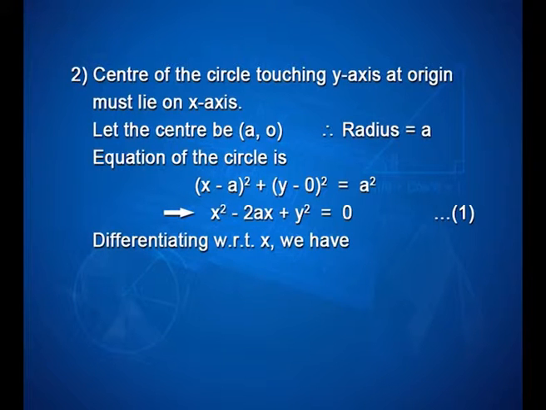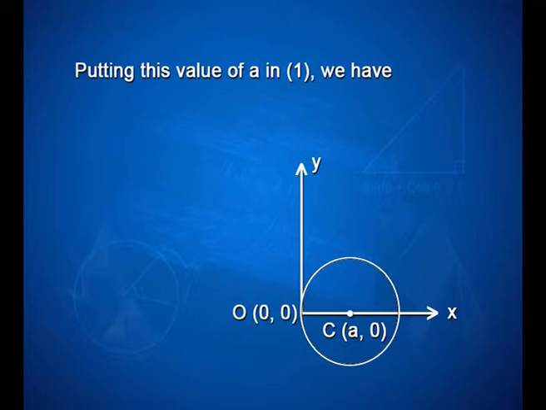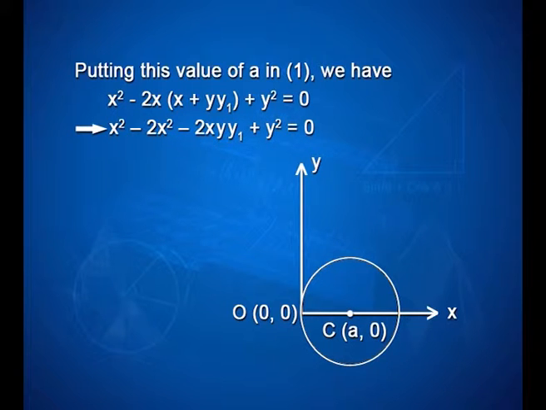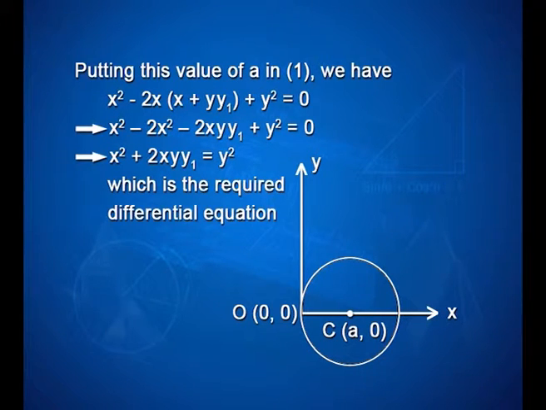Differentiating with respect to x, we have 2x minus 2a plus 2y into y1 is equal to 0. This implies a is equal to x plus y into y1. Putting this value of a in equation 1, we have x square minus 2x into (x plus y into y1) plus y square is equal to 0. This implies x square minus 2x square minus 2x y y1 plus y square is equal to 0. This implies x square plus 2x y into y1 is equal to y square, which is the required differential equation.